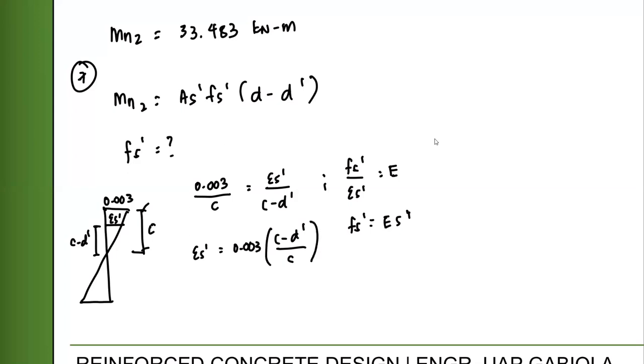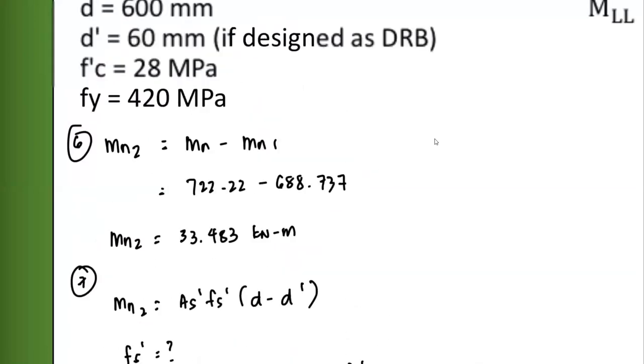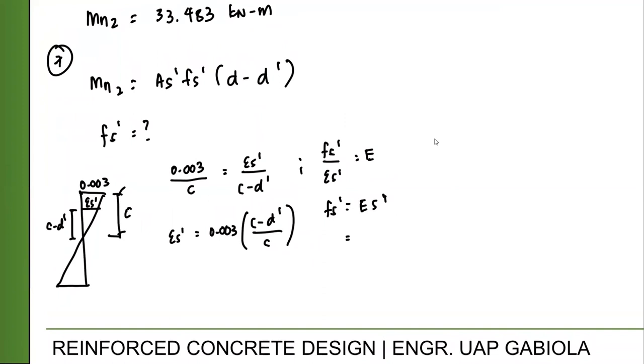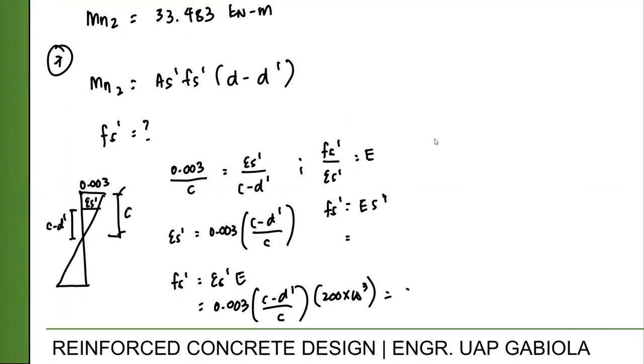Okay? So, ang E natin, that is 200,000 for steel. So, ibig sabihin, yung Fs prime natin, that is Es prime times E. So, we have 0.003 C minus D prime over C times 200,000. Kaya meron tayong value na 600 times C minus D prime over C. Okay? So, makakalculate na natin ngayon si Fs prime.